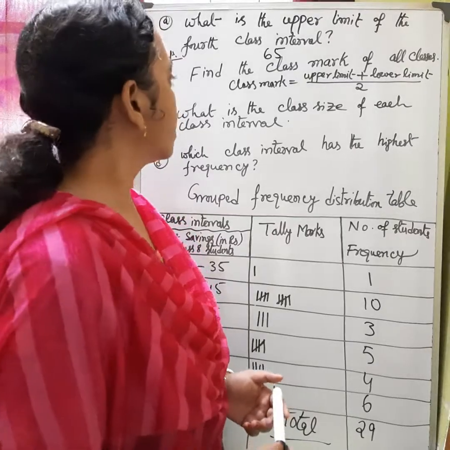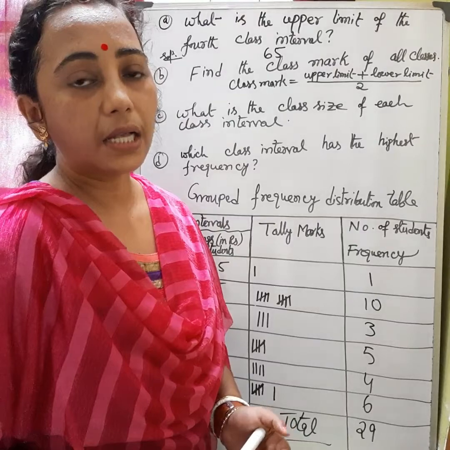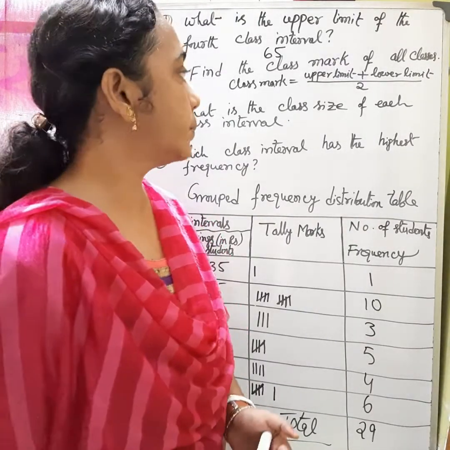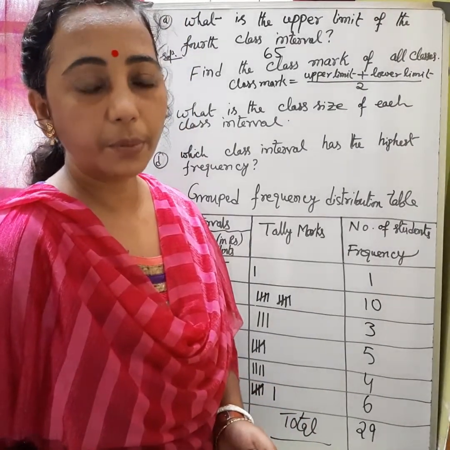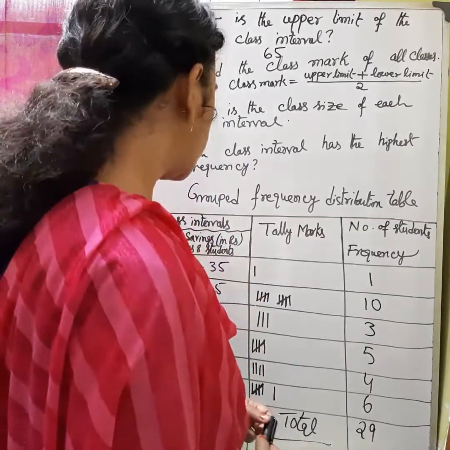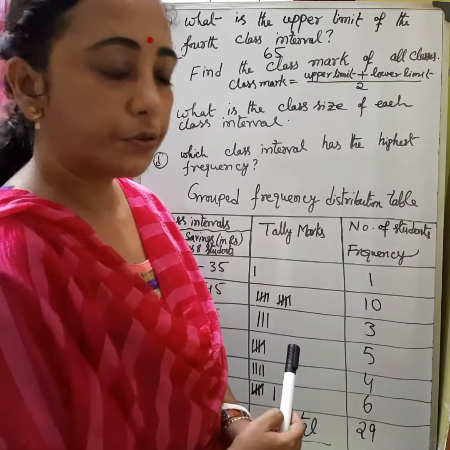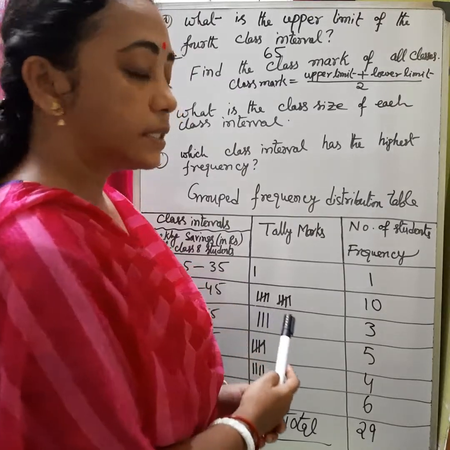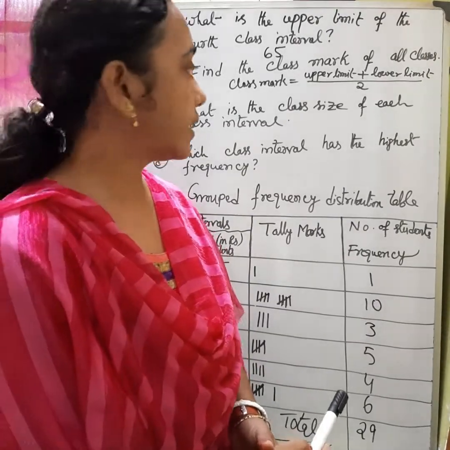Now let us do the second question. Find the class mark of all classes. We know class mark gives the mid value of each class interval. So we can also use the formula to find the class mark, that is (upper limit plus lower limit) divided by 2 for each class interval. If we consider the first class interval, that is from 25 to 35, the sum is 25 plus 35, which is 60, and if we divide 60 by 2 we get 30.